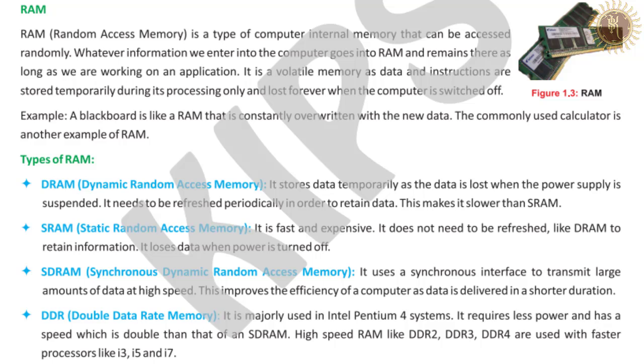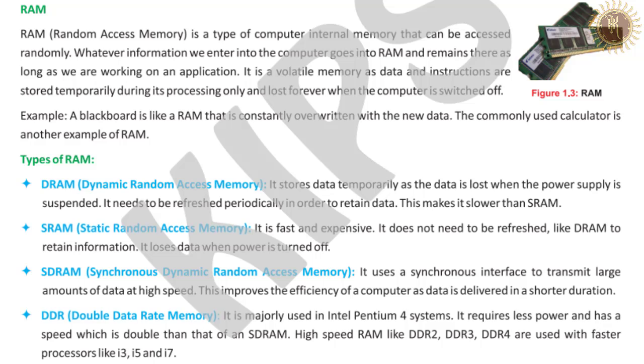Example: a blackboard is like a RAM that is constantly overwritten with new data. The commonly used calculator is another example of RAM. Now the types of RAM. DRAM, dynamic random access memory. It stores facts quickly, but the data is lost when the power supply is suspended. It needs to be refreshed periodically in order to hold data. This makes it slower than SRAM.